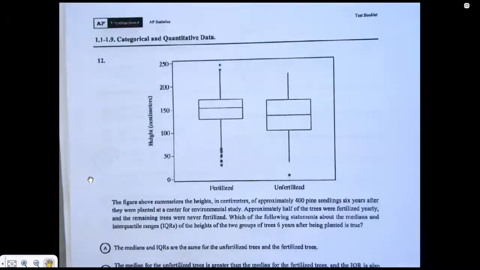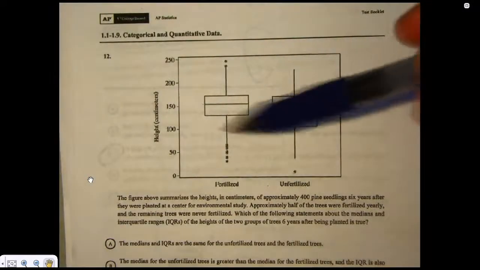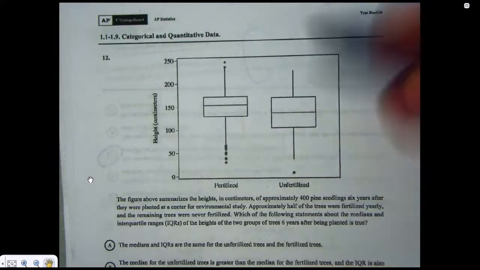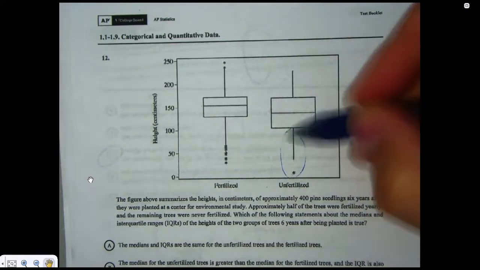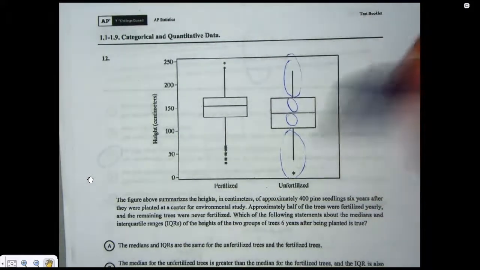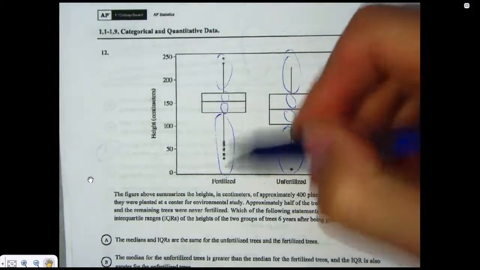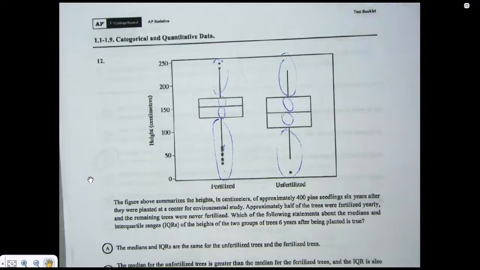All right, number 12. So we got fertilized and unfertilized trees, and we're looking at height. So again, 25%, 25%, 25%, 25%. This is an outlier. 25, 25, 25, 25. We got some outliers there and one up there. So what are we looking at? Part D is the correct answer.